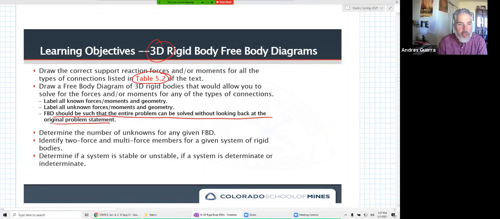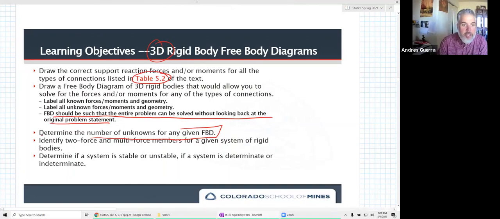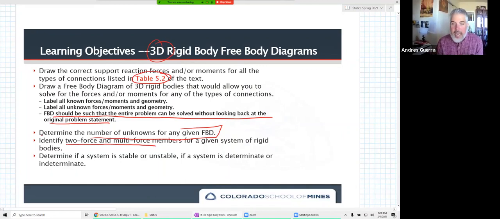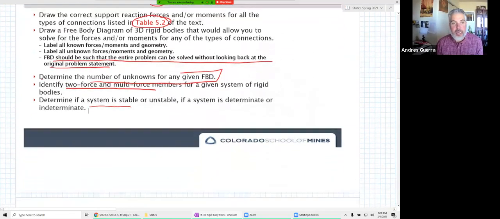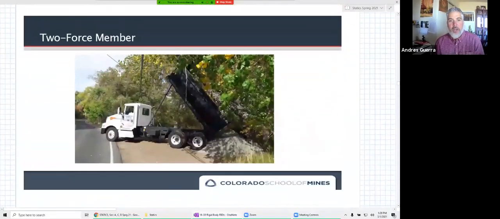And we also, just like before, determine the number of unknowns for any given FBD. That's really key with our process for identifying, right? Is to pick an FBD with knowns and not too many unknowns. So we've got to be able to figure out the number of unknowns. We still have two-force and multi-force members. We determine them exactly the same way. And then we will consider more things about whether a system is stable or unstable, determinate or indeterminate.